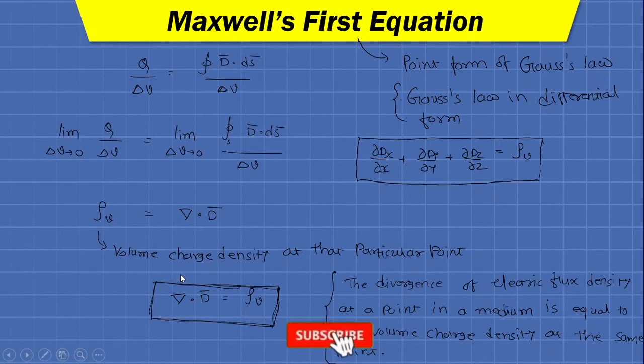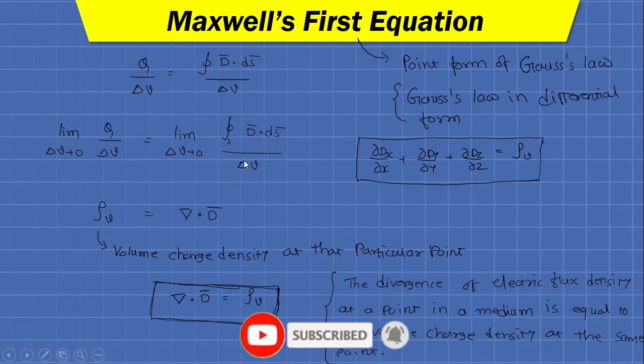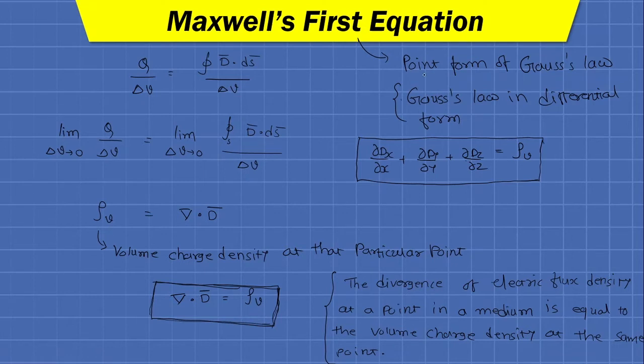Okay. Another thing that should be remembered for this topic is the two names of Maxwell's first equation. First is the point form of Gauss's law, because here all the discussion was carried out around a point. And the second well-known name is Gauss's law in differential form, because if we expand this equation, divergence of D equals ρv, then we will have ∂Dx/∂x plus ∂Dy/∂y plus ∂Dz/∂z equals ρv, and that is why it is called Gauss's law in differential form.